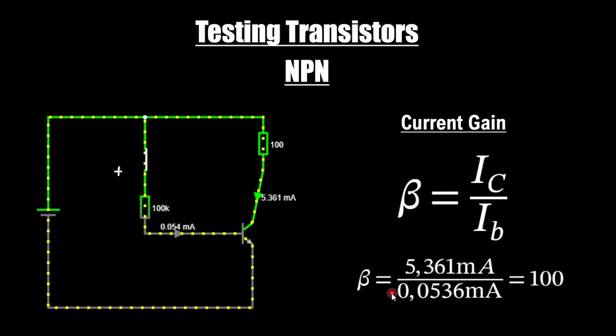5.361 milliamperes to the numerator and 0.0536 milliamperes to the denominator, or if we round it, you can see here we have 54, and you see we have 536. Because we have 6 here, we may have 5, 4. So it is almost 100, the current gain that we have in the common emitter.